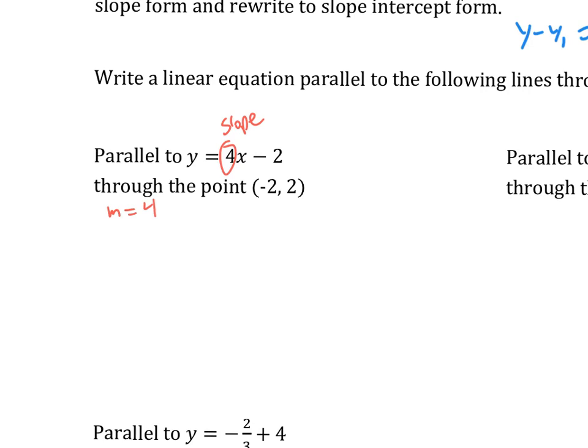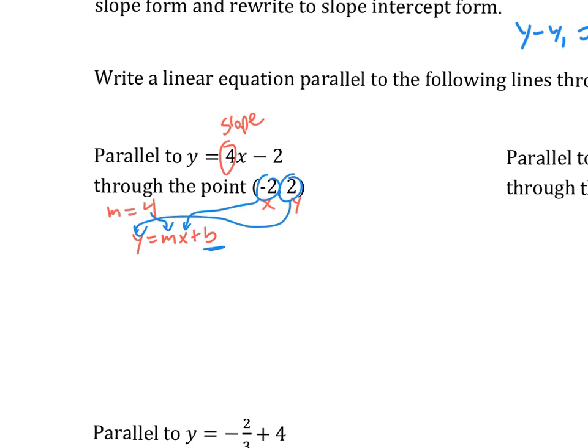Okay, we know that it's through the point negative 2, 2, so negative 2 is our x, and 2 is our y. So we're going to go into y equals mx plus b, and we're going to plug in these numbers here. So 4 goes in for m, 2 is going to go in for y, and negative 2 is going to go in for x.